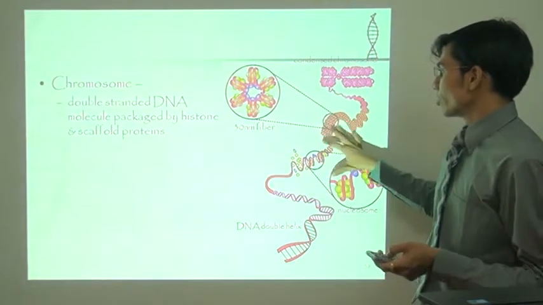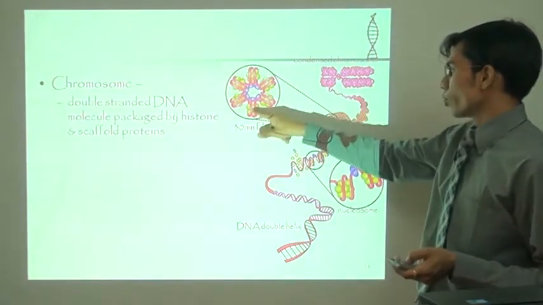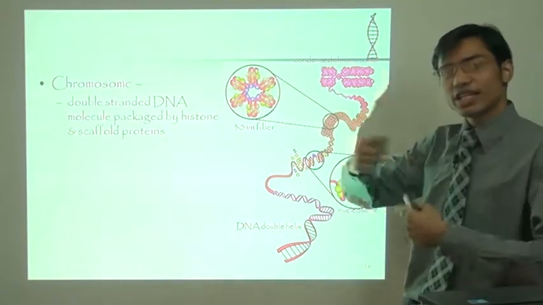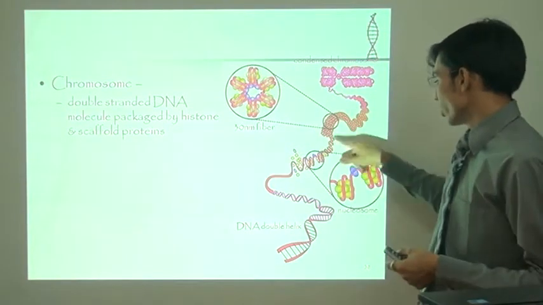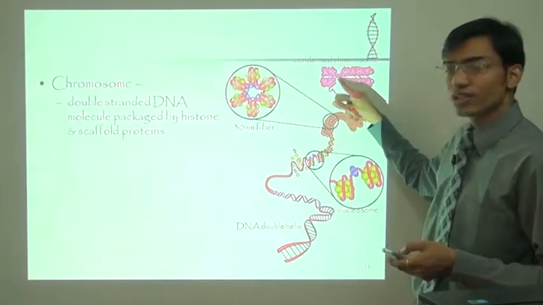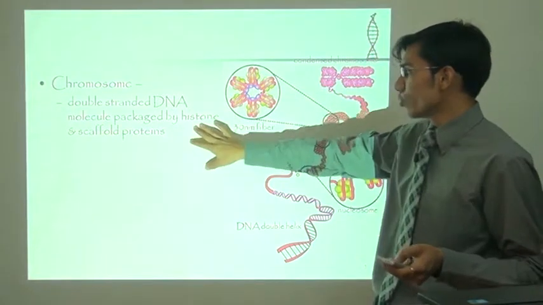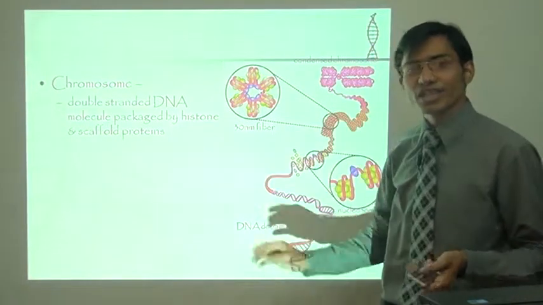This is the typical structure. These are proteins. As you can see in circles, these are histone proteins on which the DNA strand winds and they form a chromosome like this, and these chromosomes are present in the nucleus. Double stranded DNA molecule packaged by histone and scaffold proteins.